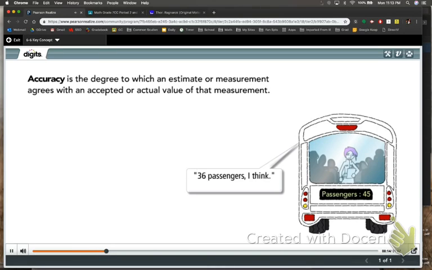Accuracy is the degree to which an estimate or measurement agrees with an accepted or actual value of that measurement. When you guess the amount of something, you are trying to be as accurate as possible. Accuracy is how close an estimate or measurement is to an accepted or actual value. You can describe accuracy with a measure called percent error.